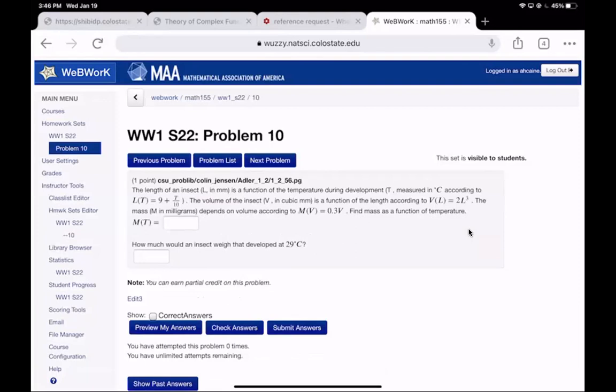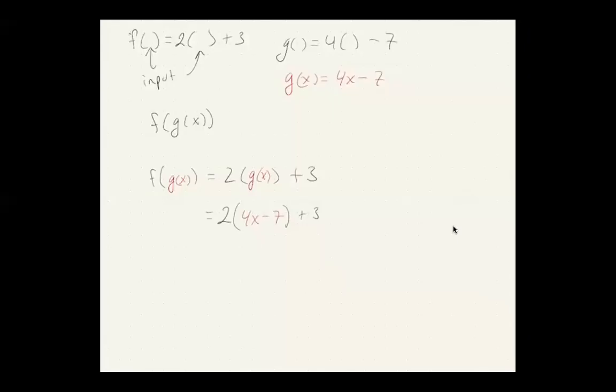So my personal preference on how to use WebWork is to let the computer do the simplification for me. If I try and simplify this expression by hand, I might make a mistake, right? Maybe I'm thinking, okay, I get that 8x and I nail it, and then for whatever reason, I happen to think this was minus 12 plus 3, and then I get it wrong, and I'm just so frustrated that WebWork doesn't like my answer. Just let WebWork do the algebra for you. That way you don't have to worry about mistakes, okay?